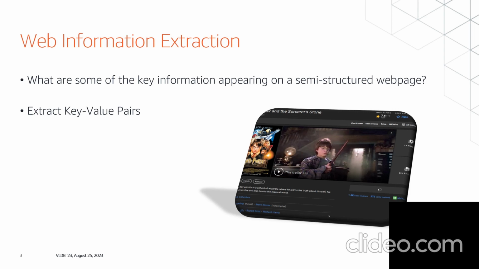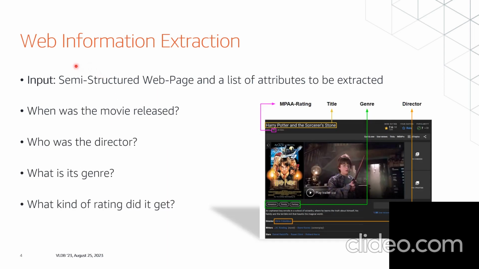We tackle the web information extraction task in this paper, where we are essentially asking the question: what are some of the key pieces of information appearing on a semi-structured web page, and can we extract that information, like key-value pairs that appear on the web page, automatically? In this task, we are given an input of a semi-structured web page and a list of attributes that we want to extract.